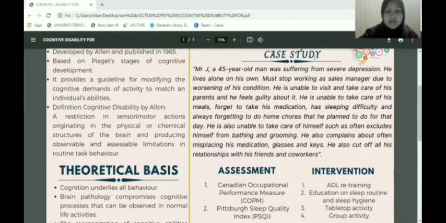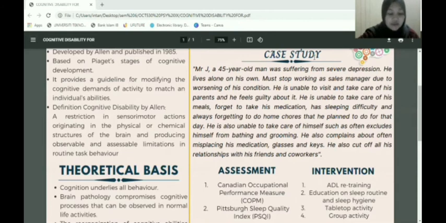Okay, so the assessments that we can use for Mr. J, the first one is the Allen Cognitive Level Screen, which is ACLS. This assessment is to determine the cognitive level of the patient by evaluating the patient's ability to make decisions, function independently and safely, and perform basic skills in learning new abilities. This assessment has been explained previously by Khadija.